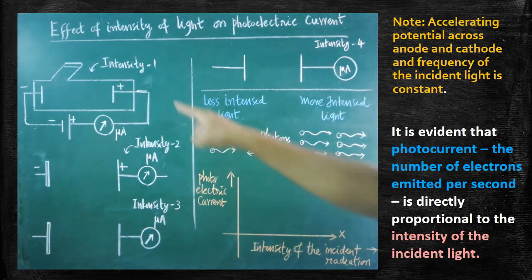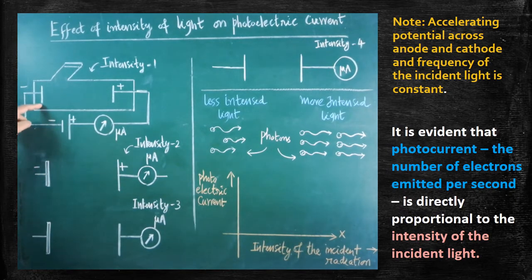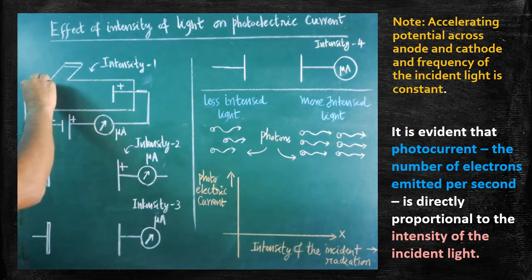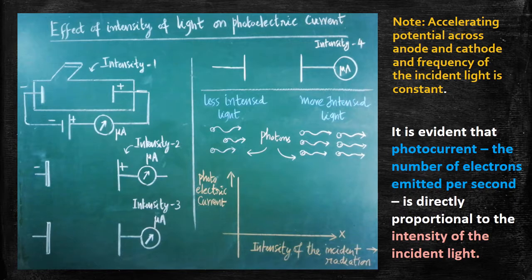Here we are going to vary the intensity of the incident beam of light on the photosensitive material. Already I have told about the cathode and anode. This is called the cathode. On the surface of the cathode, any photosensitive material must be coated. So let us imagine here sodium is coated. Are you clear? Sodium or calcium or potassium, any alkali metal could be coated here.